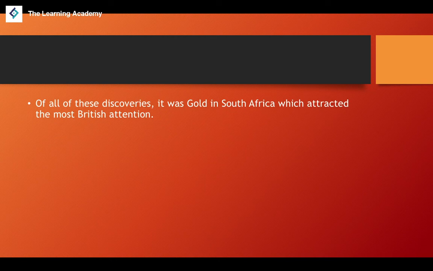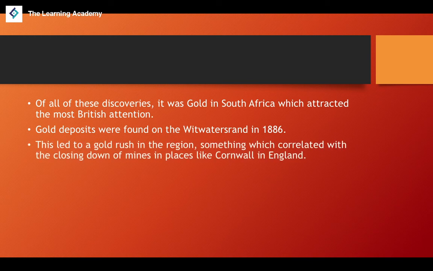Of all these discoveries, it was gold in South Africa which attracted the most of the British attention. A gold deposit was found in Witwatersrand in 1886, and this led to what we call a gold rush in the region. Whenever gold is discovered in an area, and we see a flood of people going to work in these areas to mine this gold, we call this a gold rush. It happens in places like the United States as well.